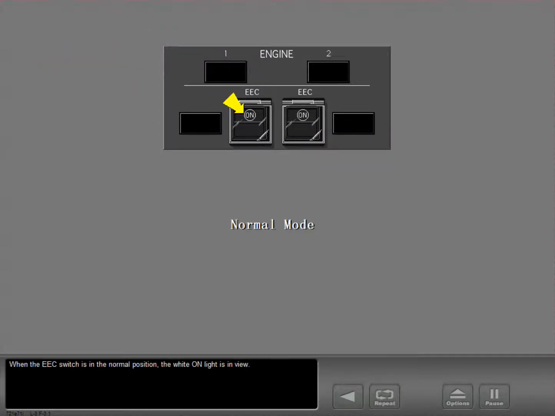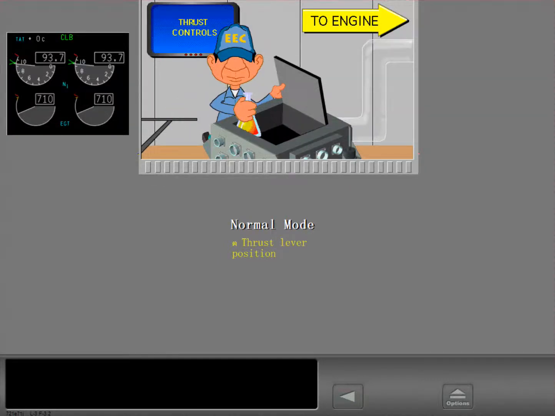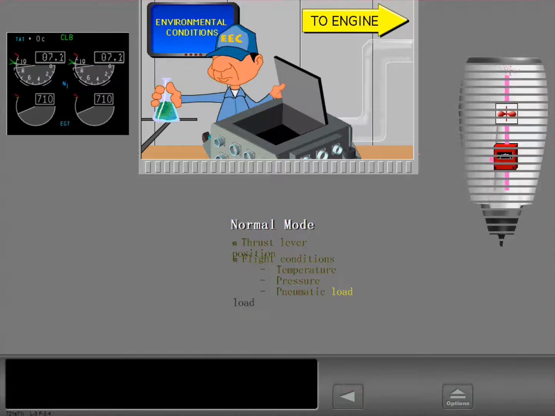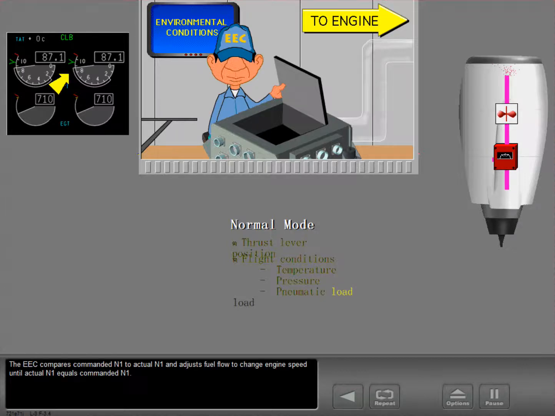When the EEC switch is in the normal position, the white on light is in view. In the normal mode, the EEC calculates a commanded N1 value based on the thrust lever position and flight conditions. The EEC compares commanded N1 to actual N1 and adjusts fuel flow to change engine speed until actual N1 equals commanded N1.